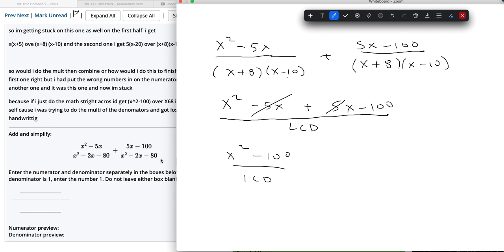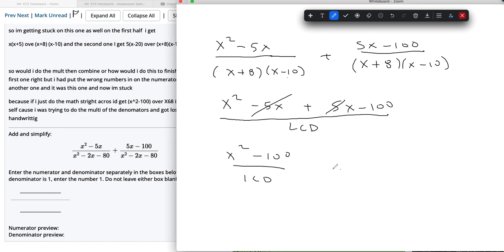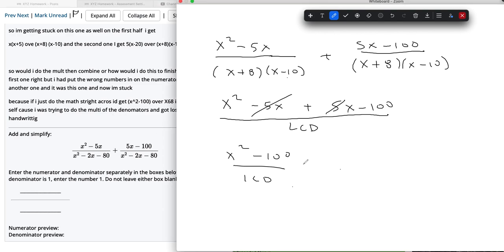LCD, and now this x plus 8. Not sure about that. But here, this will go x plus 10, x minus 10.